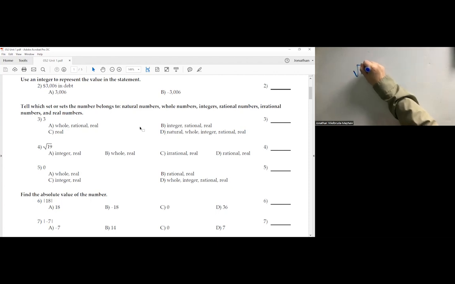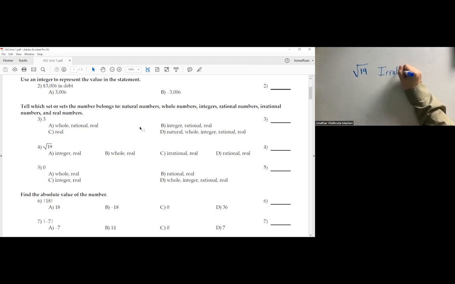In 4, we have the square root of 19. 19 is not a perfect square like 16, 25, 64. So we can't simplify it down to a natural number. So it's not natural, it's not whole, it's not an integer, it's not rational. Square roots of numbers that are not perfect squares are irrational. And all irrational numbers are also real numbers. So irrational and real.